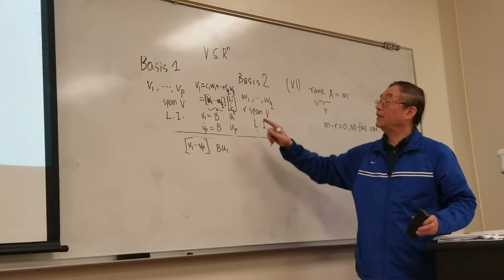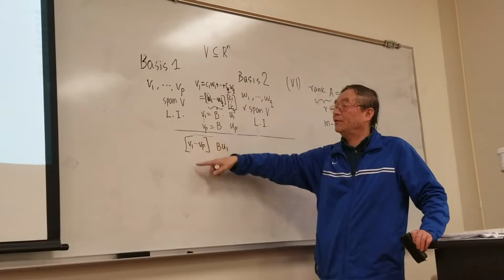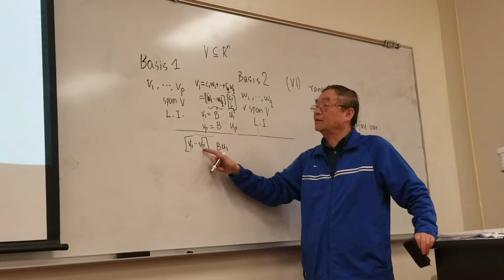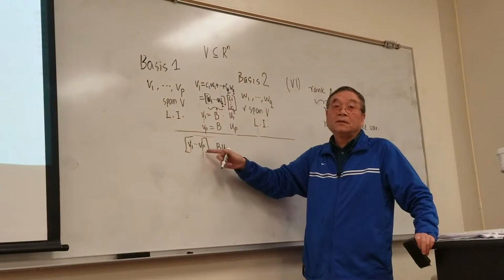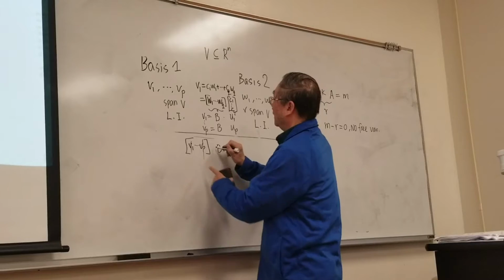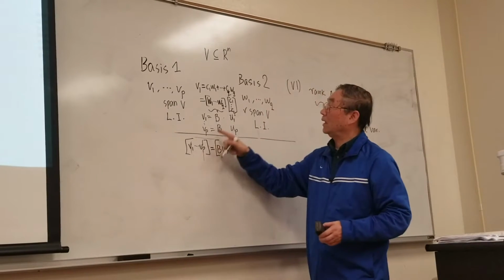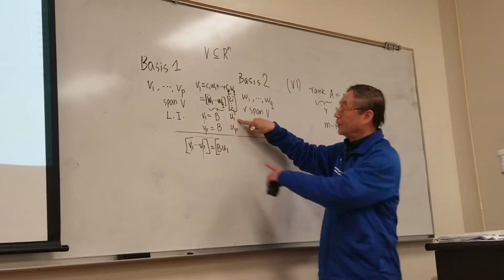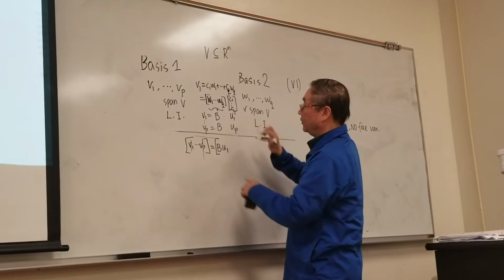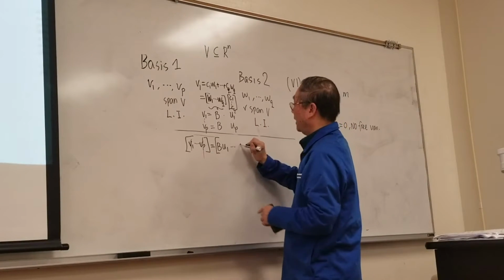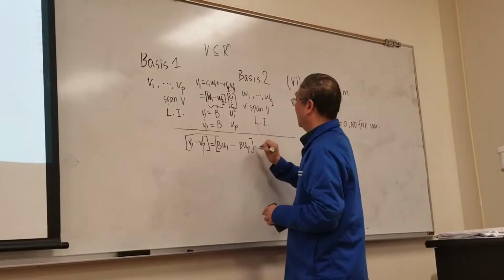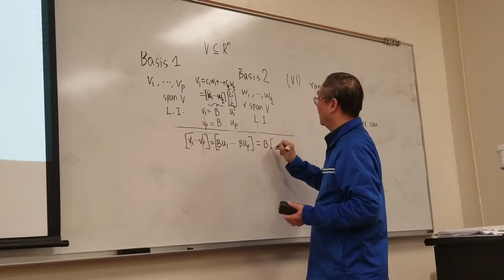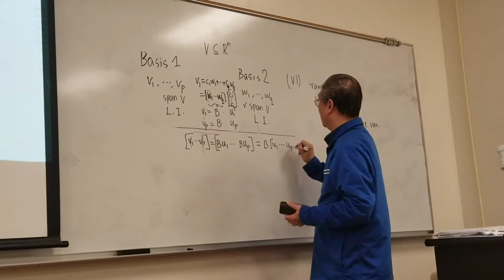Next, I use this V1, V2, all the way to VP to form a matrix, using them as the columns. So this one is equal to, remember V1 is B times U1. So I'm going to replace V1 by BU1, and then VP by BUP. And then I can pull out the B, and then U1 through UP.